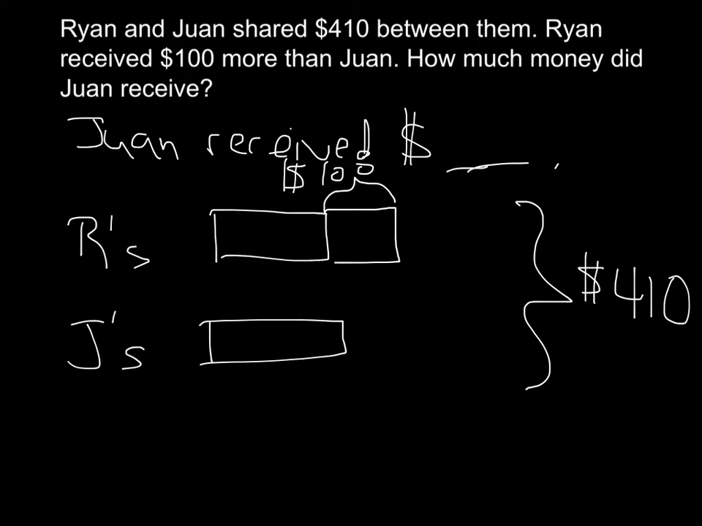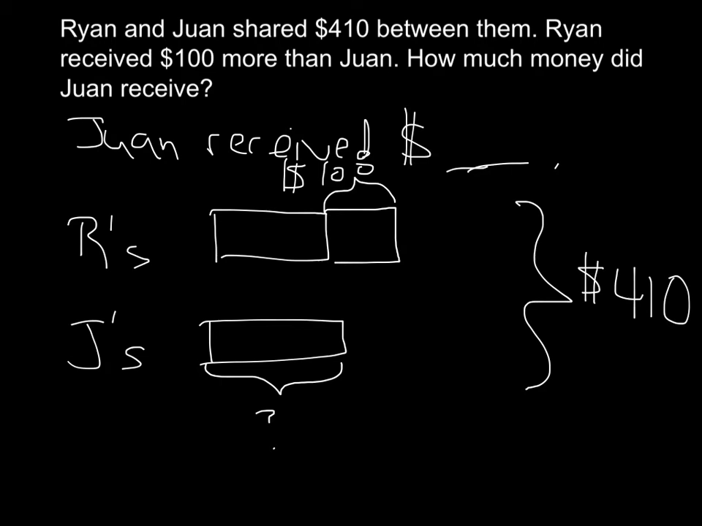How much money did Juan receive? And so we always put a question mark when we do a bar model. And so we said there's a total of $410. They each had 1 unit, but Ryan had an extra $100. And we need to find out the value of 1 unit.